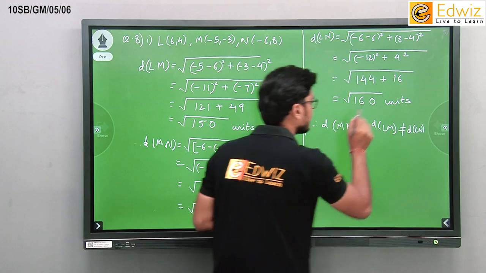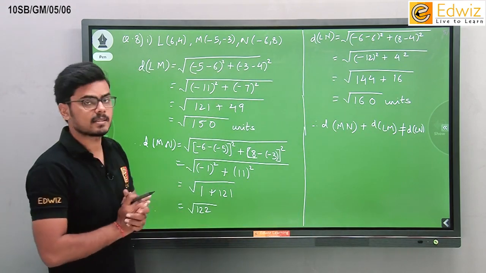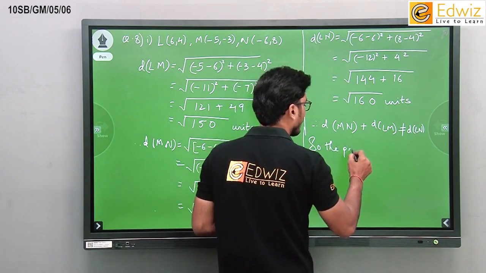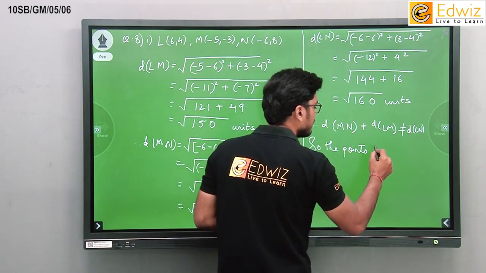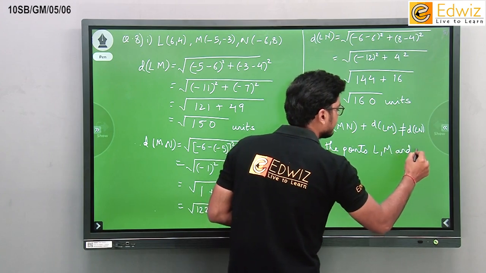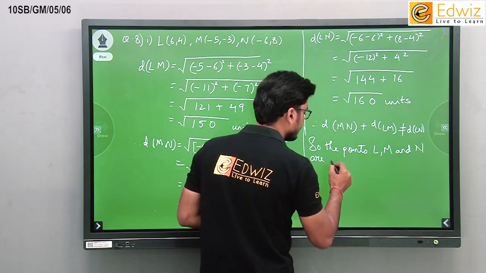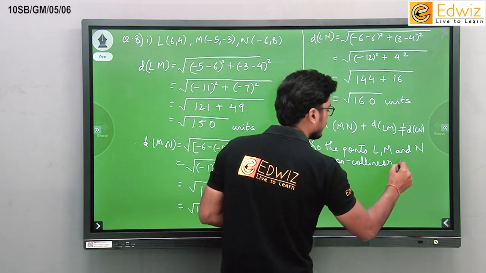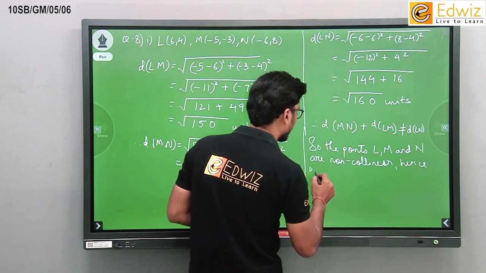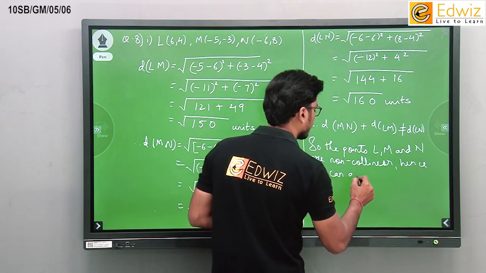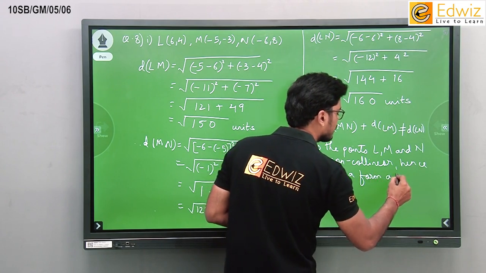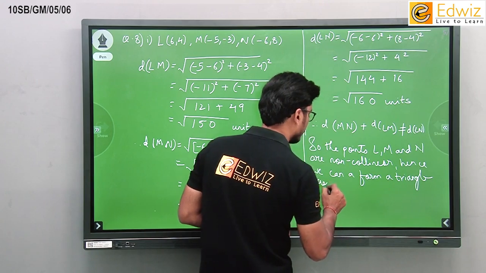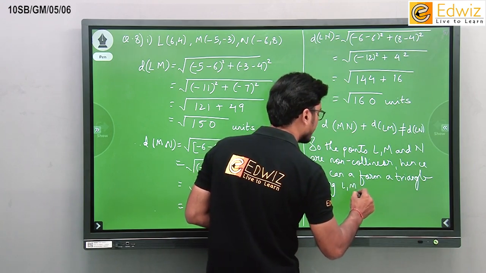The largest distance is not equal to the sum of the other two distances. So the points L, M and N are non-collinear. Hence, we can form a triangle with them, using L, M and N.